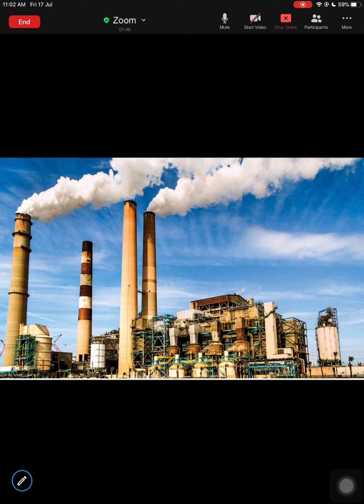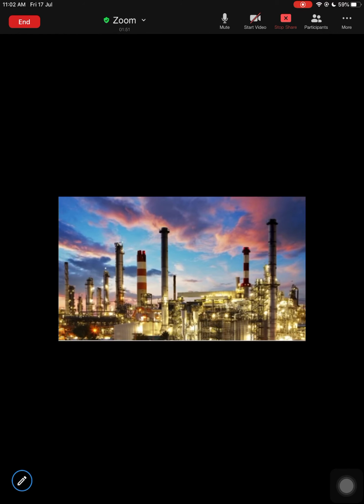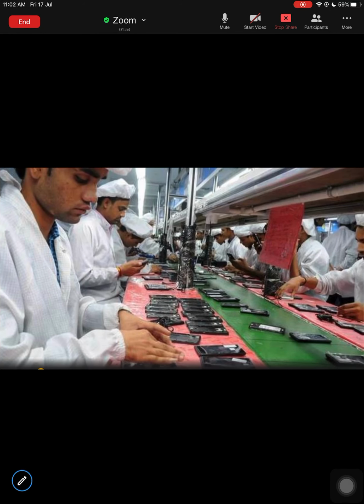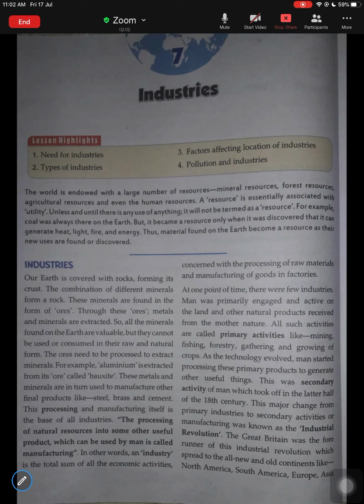So, let us begin. After looking at the pictures, most of you guessed it correctly. We learned about water pollution, about mobiles being manufactured, and you told about air pollution in factories. So exactly, this is chapter 7, industries, that we're going to begin. Now, before that, there are a few terms that we've underlined in today's class.